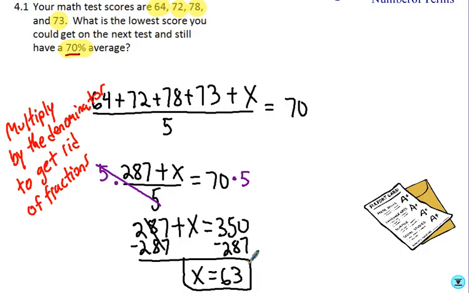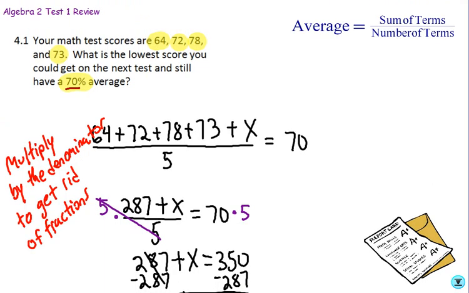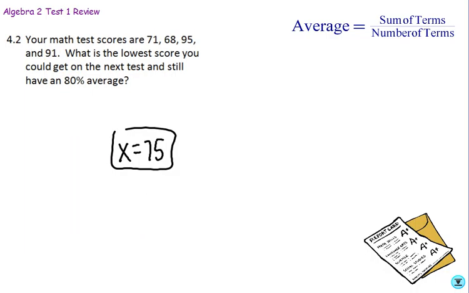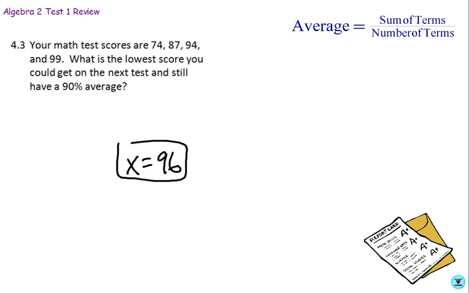Alright, so take a moment, let's go ahead and pause, and you give 4.2 and 4.3 a shot. And then we'll come back in a second and check. Alright, so let's take a look at what you got. 4.2 in the middle should have got X equals 75. And for 4.3 on the right side should have got X equals 96. Alright, so that concludes problem number 4.